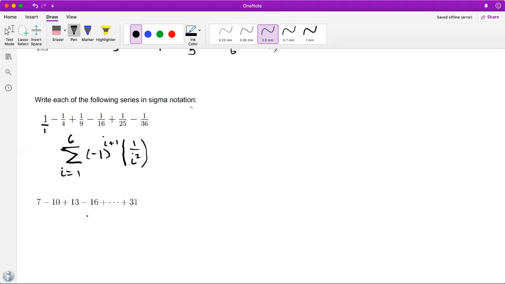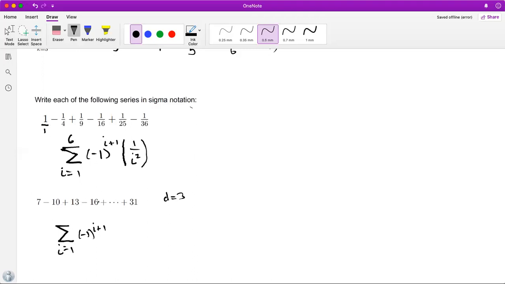And then this one looks like, again, it's alternating, and it starts with a positive. So I'm going to have this same term here, i plus 1. And then I got to figure out how to write this, 7, 10, 13, 16. So it looks like the common difference, the difference between each one of these is 3. Maybe I'll call that d just for fun. And then how many terms are there? I mean, you could just count them.